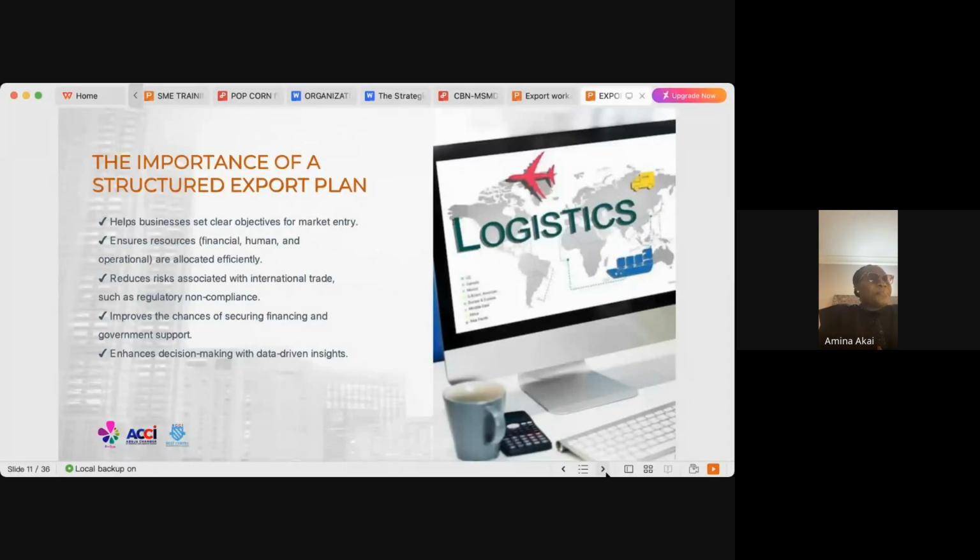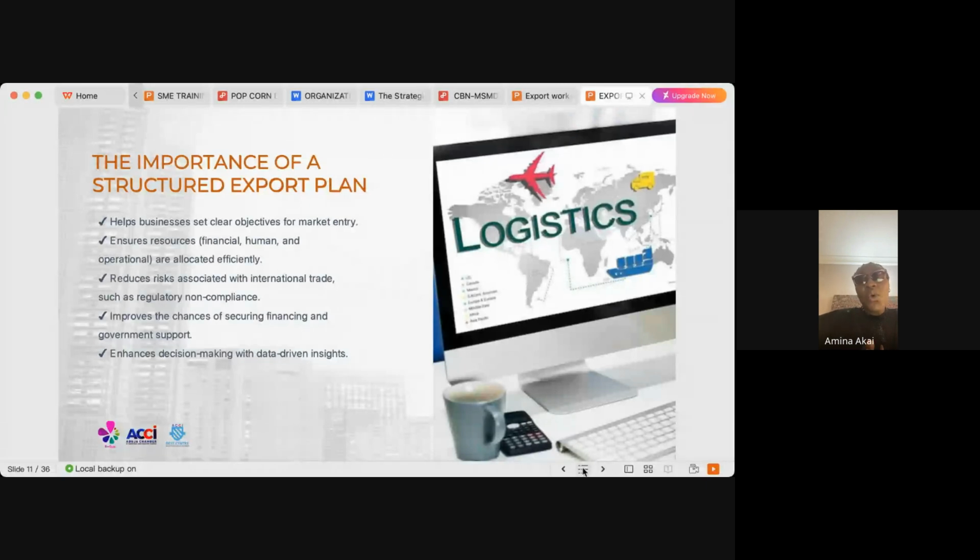So to have an export plan, a well-structured export plan, is very important for every kind of exporter. If you're starting small, you still need to have a good and a well-structured export plan. And this plan helps businesses set clear objectives. It will help you set clear objectives for market entry so that when you have an export plan, you know how to enter this market.